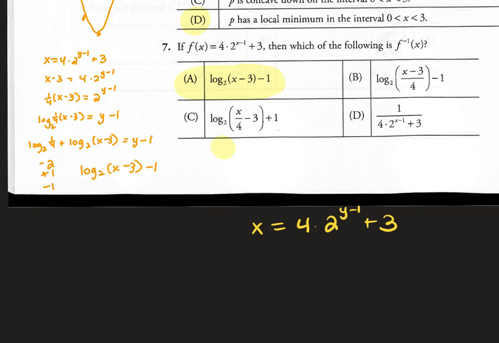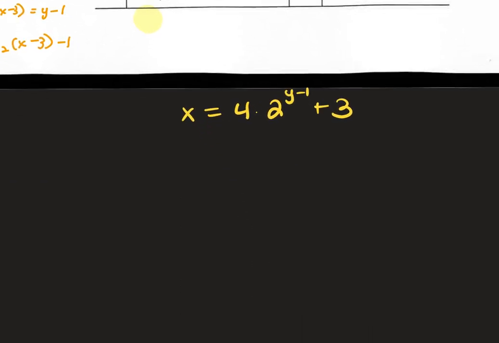What did you get here? The 1/4 was on the front. Is that where you're at? Here, let's work it out. We'll talk about it.